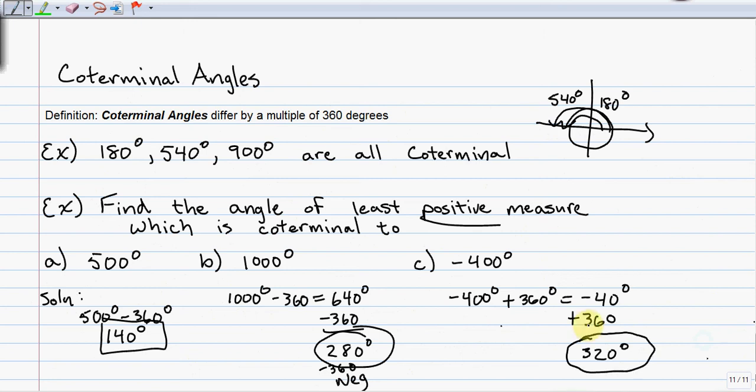So to recap, to do a problem like this, all we have to do is keep subtracting 360 if we're already positive until we find the smallest positive number. Okay, the next one we go negative. Or if we're negative, we just keep adding 360 until the first time we hit a positive number.